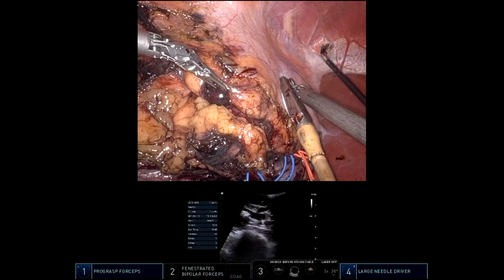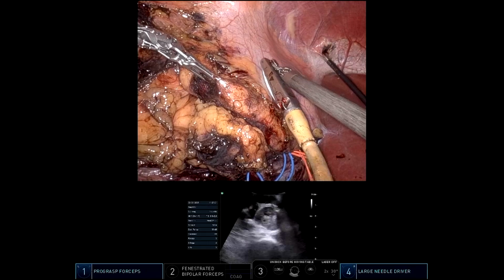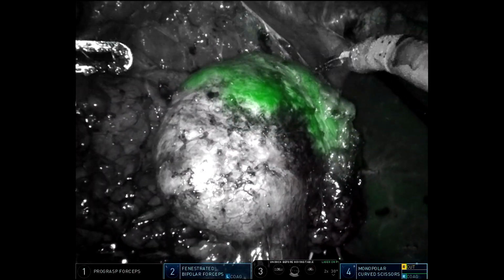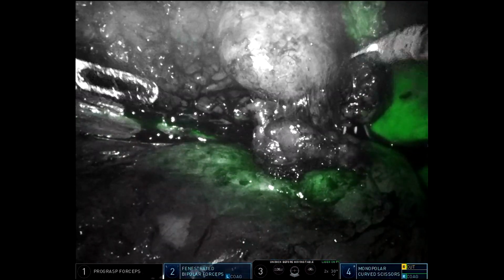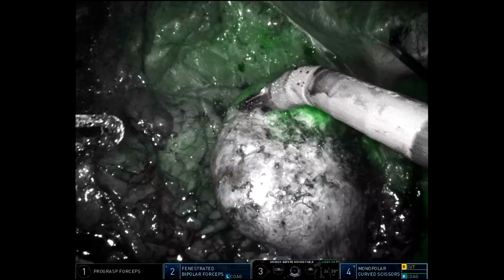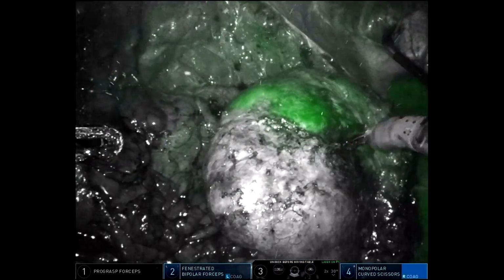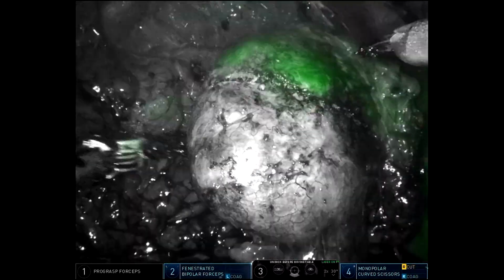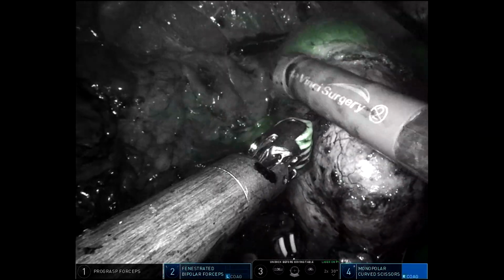The robotic ultrasound probe was introduced from the assistant port and was then moved side to side and front to back to identify the limits of the tumor. ICG dye was injected intravenously and Firefly mode was activated to assess perfusion and define tumor boundaries. Renal tumors generally do not take up ICG, appearing distinctly darker than the surrounding well-perfused renal parenchyma.